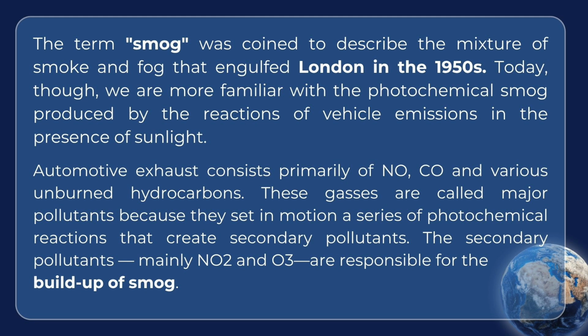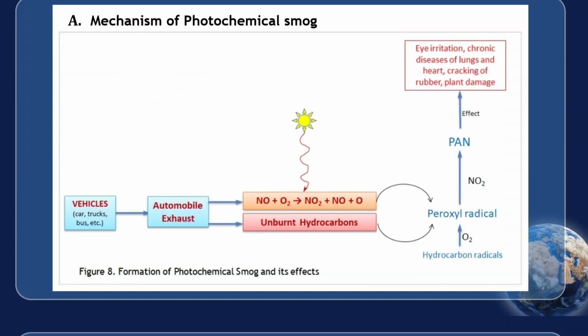Automotive exhaust consists primarily of nitrate oxide, carbon monoxide, and various unburned hydrocarbons. So, ang examples ng mga unburned hydrocarbons natin ay mga gasolina. These gases are called primary pollutants because they set in motion a series of photochemical reactions that create secondary pollutants. The secondary pollutants, mainly nitrogen dioxide and ozone, are responsible for the build-up of smog. So itong mga to guys is mga key components or elements kaya nabibuild up ang photochemical smog.